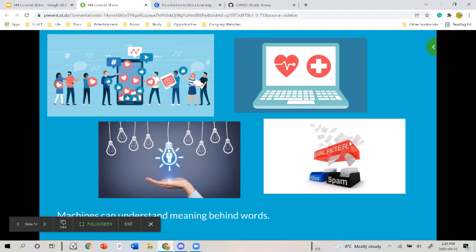And then this one is email filters. This one we're probably familiar with. Sometimes it doesn't quite work, like the good emails get sent to spam, but the spam emails don't get into spam. But basically, at least it tries to go through the content and understand and classify whether it's spam or not. So as you can see, it's very useful in real life.